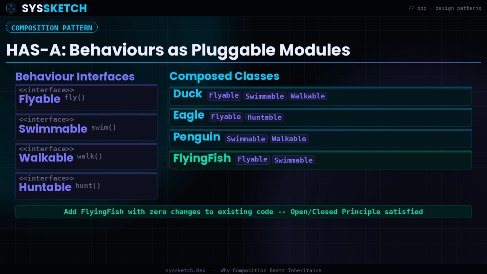Flying fish has flyable and swimmable. Zero changes to any existing class. You just wired together two behaviors that already existed. This is the HAS-A model versus the IS-A model, and HAS-A wins almost every time.